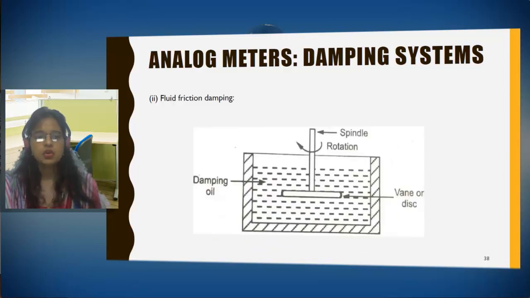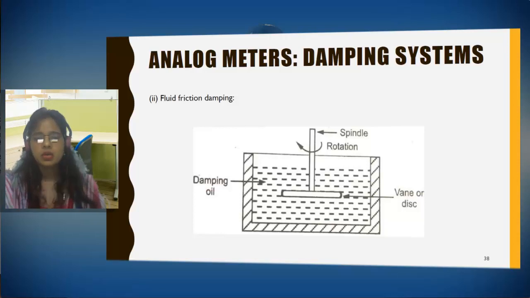Now let us move on to fluid friction damping. Like in the previous case, air friction damping, air was there and friction was there, and due to the air, friction damping was caused. Same case, fluid friction damping. So in case of air friction, air was there. So what will happen in case of fluid friction? Some kind of fluid will be there. So here is a container consisting of a damping oil. Now what should be the nature of damping oil? The nature of damping oil should be very thick, so that it resists the rotation of the vane.